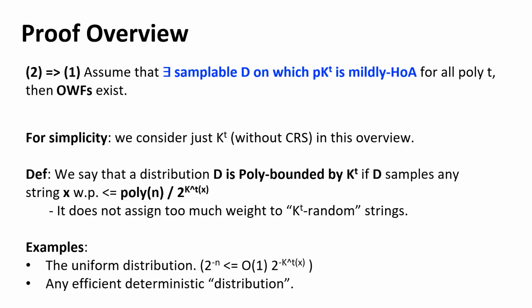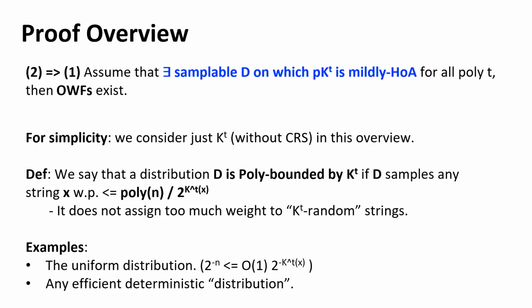Let me define an important notion that we'll be using in the proof. We say that a distribution D is polynomially bounded by the complexity measure KT if D samples any string x with probability at most a polynomial times 1 over 2 to the KT of x. If you think about it, this is saying we do not assign too much weight to any string that is KT random. If you have a really high KT complexity, then I'm going to sample you with a really small probability.